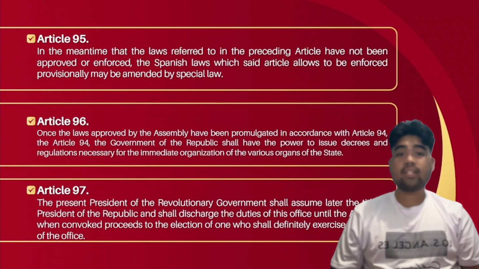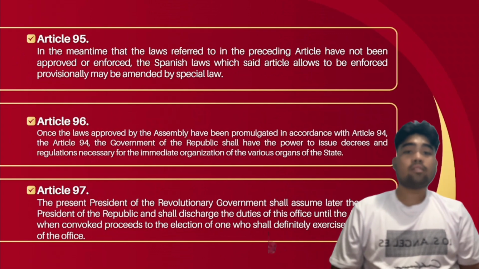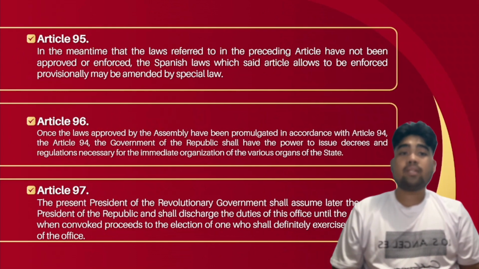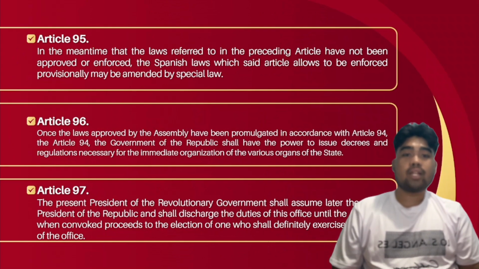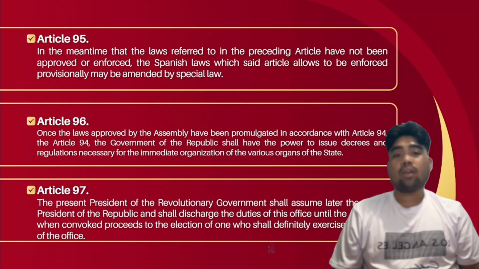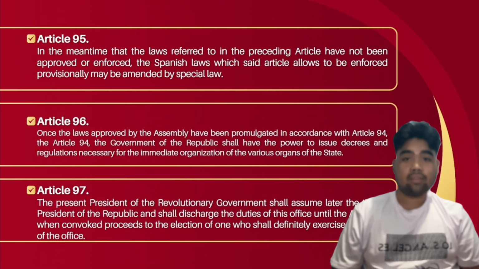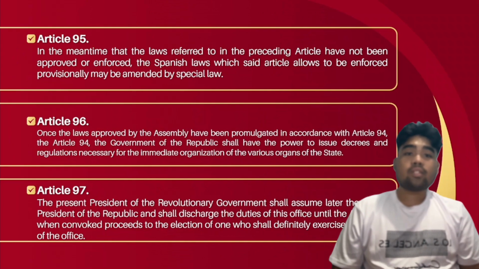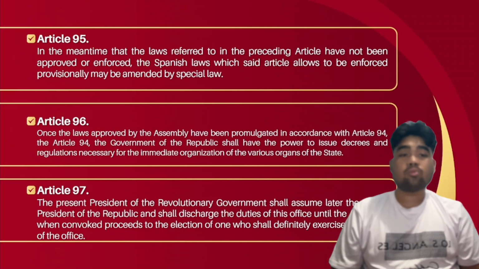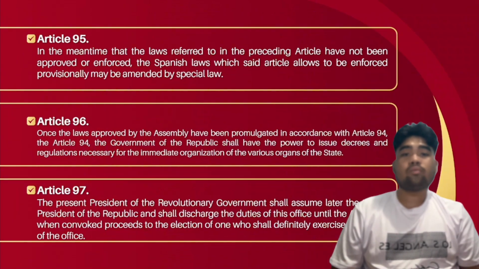Moving on, Article 95 states that in the meantime that the laws referred to in the preceding article have not been approved, Spanish laws may be amended by special laws. Article 96 states that once the laws have been approved by the Assembly in accordance with Article 94, the government shall have the power to issue decrees and regulations for the organization of the state. Meanwhile, Article 97 states that the present President of the Revolutionary Government shall assume the later title of President of the Republic when the Assembly has convoked an election.